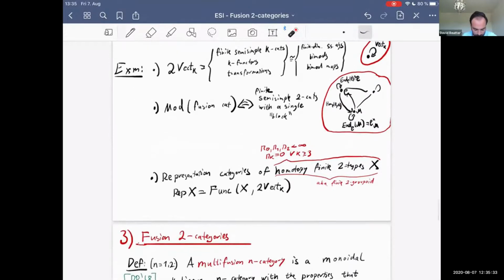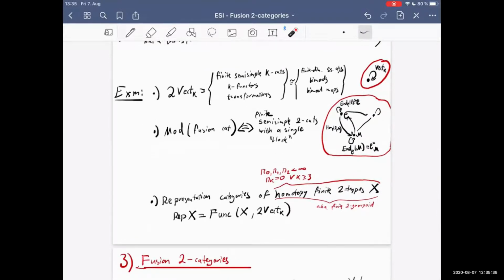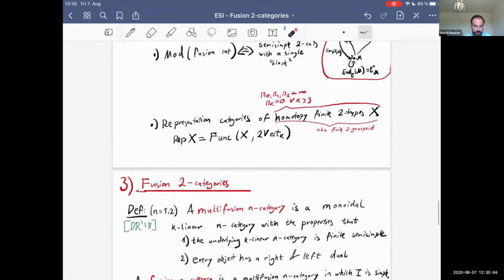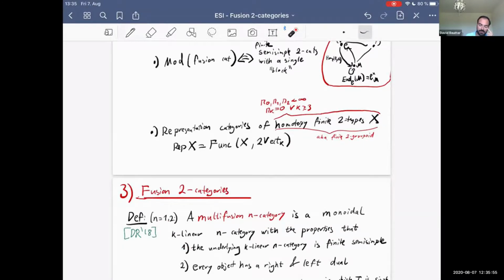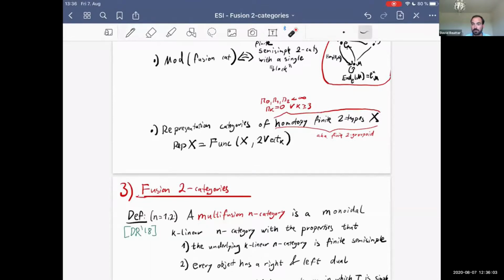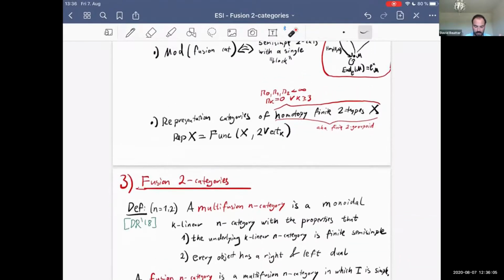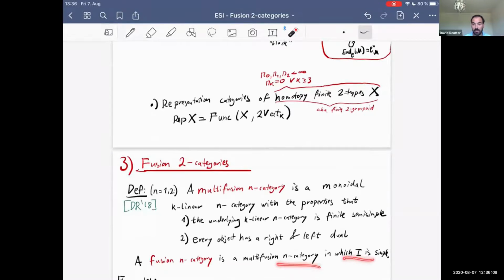Okay, so as I said before, now that we have this notion of semisimple 2-category, which fulfills this Eilenberg-Watts-like theorem, we can define fusion 2-categories or multi-fusion 2-categories just as we would define them, namely for n equal 1 or 2, I define a multi-fusion n-category as a monoidal k-linear n-category with the property that first the underlying k-linear n-category is finite semisimple in the sense that I defined before, and every object has a right and a left dual. And that's it. That's the definition. And a fusion n-category is a multi-fusion n-category in which the tensor unit is simple. So it's really very standard.